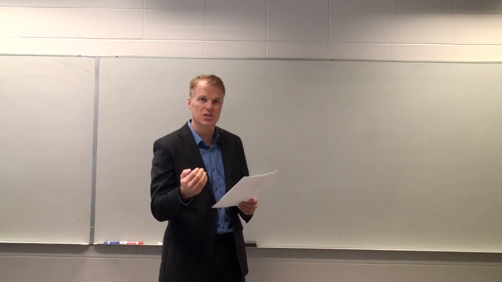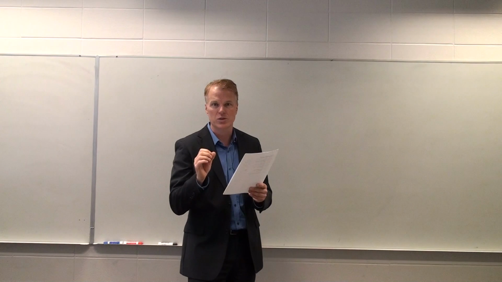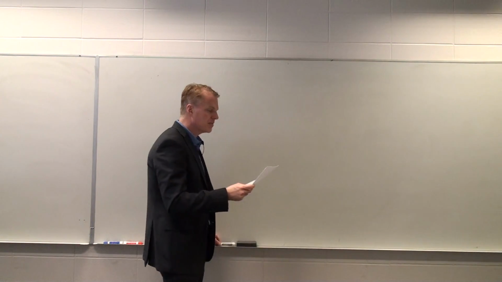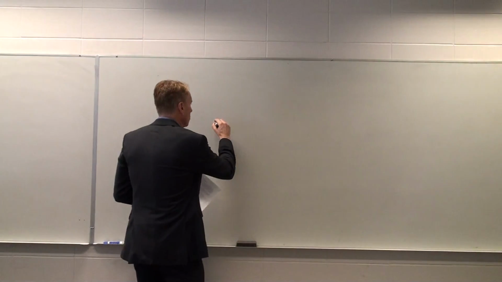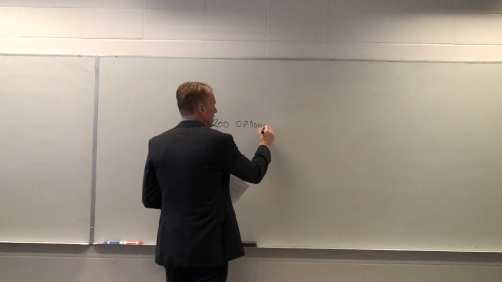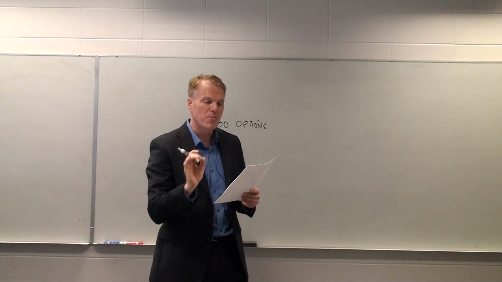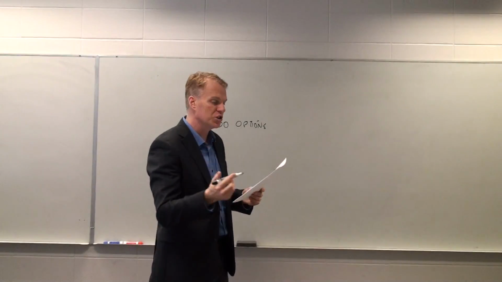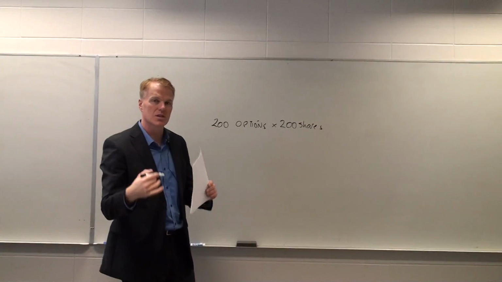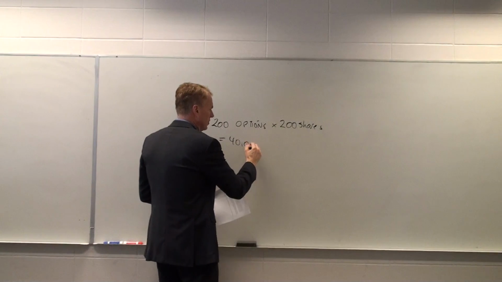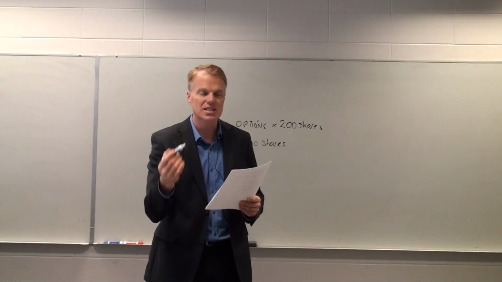Let's get started. You've had a chance to look at the question, and let me identify the key areas of the question first before we start looking at how to do the journal entries. So the key thing to understand right off the bat is that the executives have been granted 200 options. Now, each one of these options gives the managers the option to purchase 200 shares. So we have to recognize that 200 options times 200 shares, there is the potential for 40,000 shares to be purchased here.